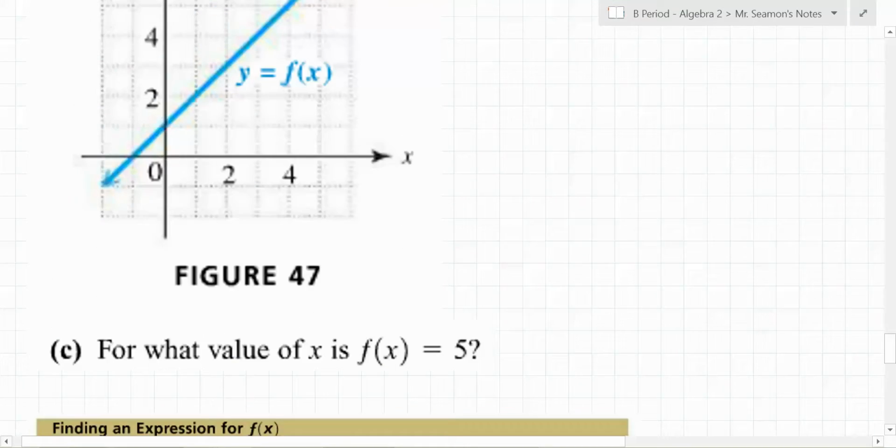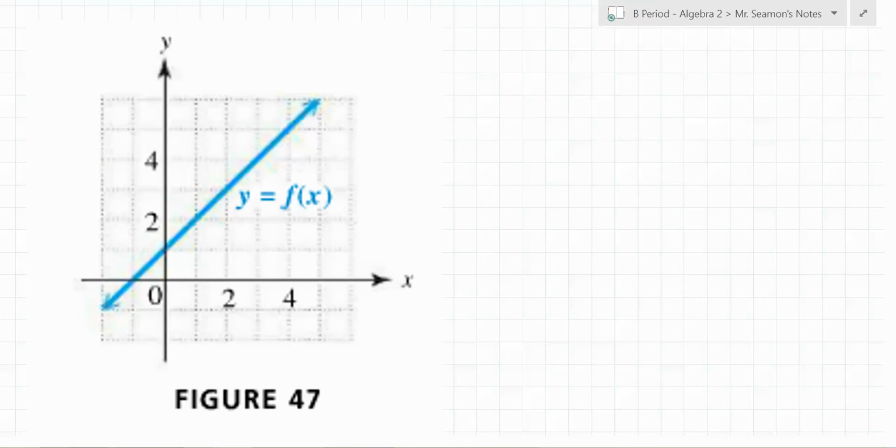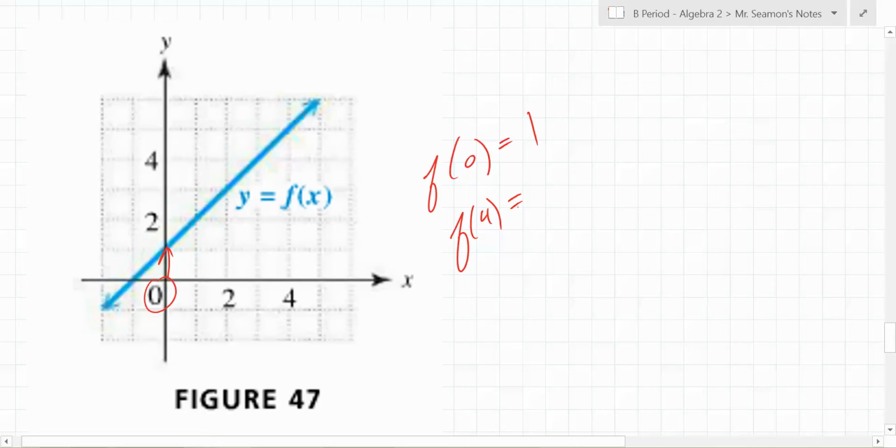Okay, so what about if I ask you on this function, what's f of 0 equal to? That means when you plug in x equals 0, what do you get out? Raise your hand when you see the answer. When you plug in 0, what do you get out? 1. What about f of 4? Can someone tell me what f of 4 is? What is it? 5. Yeah. When you go to 4, you get up to 5.